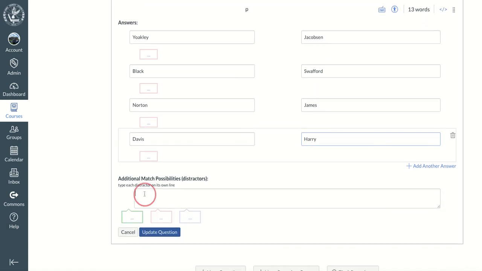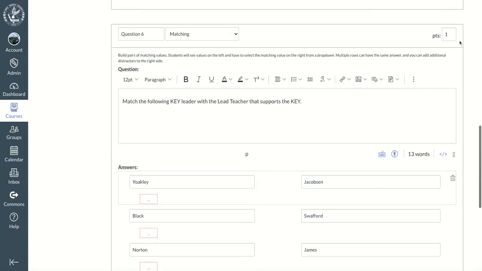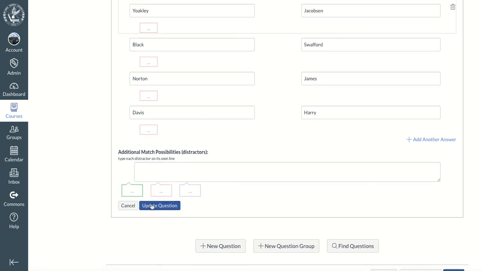And then I can put in distractors. So if I wanted to include other names that don't match, that don't have a correct answer, I can put those in. So it's not just a straight up 1-to-1 ratio. Again, I can put in my answer comments. And since there are four matches, I'm going to make this out of 4 points. And so update that question.